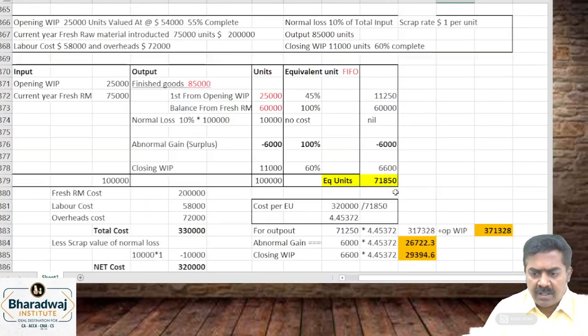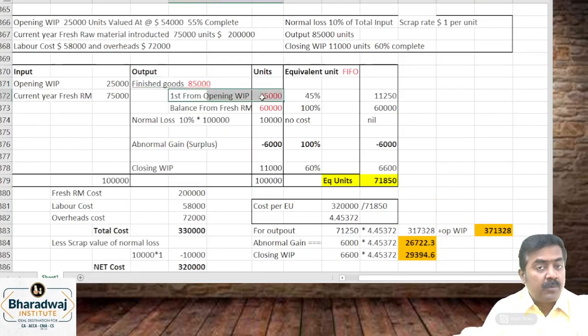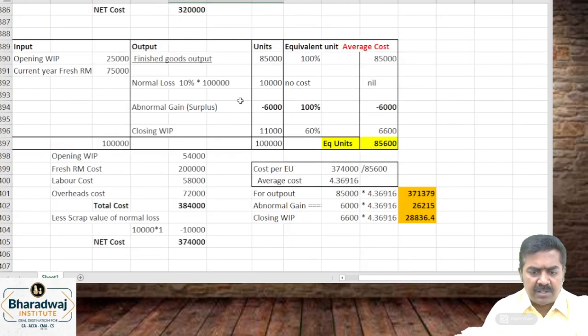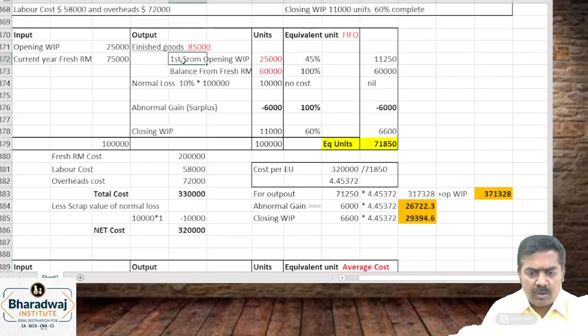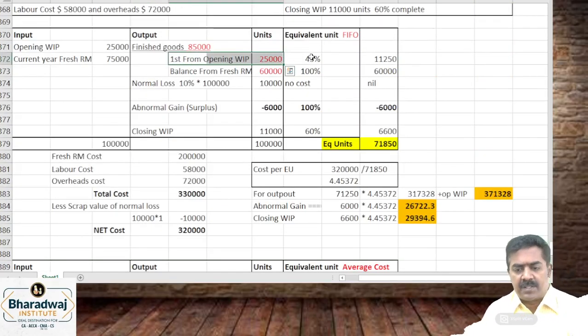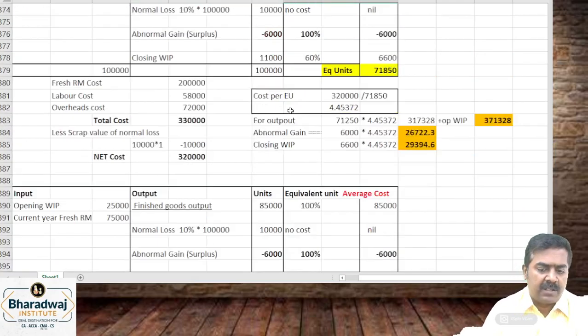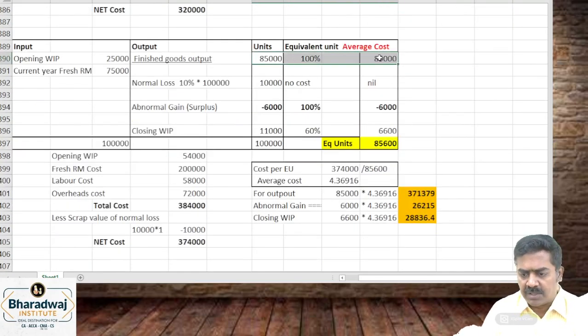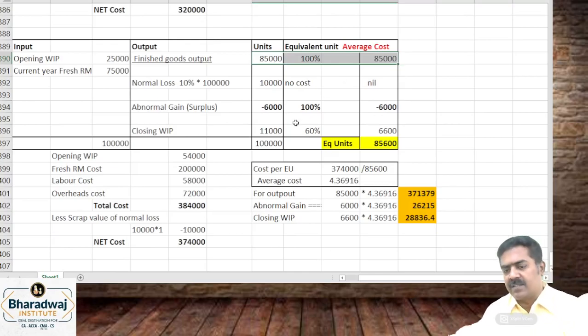LIFO method. In the FIFO method, for the output transferred, first we take from opening WIP, and the balance from fresh raw material. But in the weighted average cost method, we just take the finished goods output transferred, we don't classify. There, opening WIP is already 55% complete, which means we take the balance 45% completion. Here there is no such classification, we take 100%. This is the first difference.